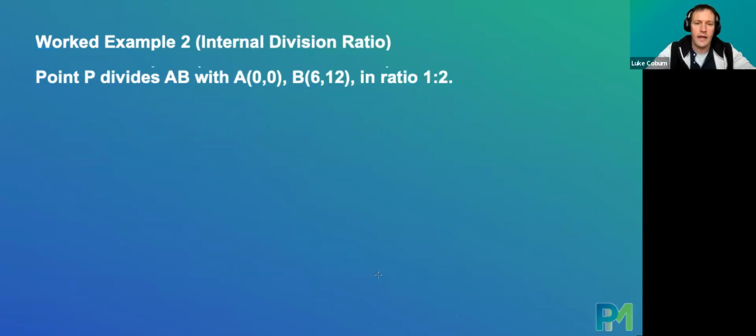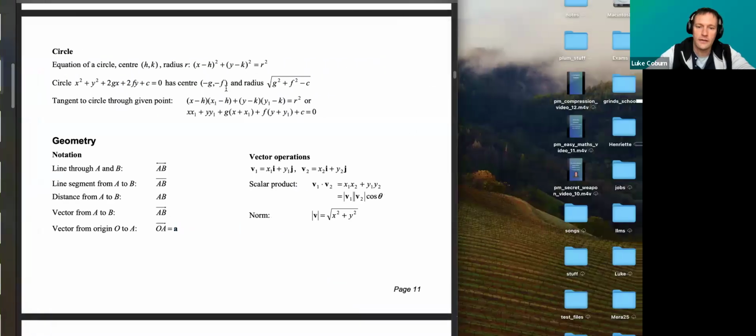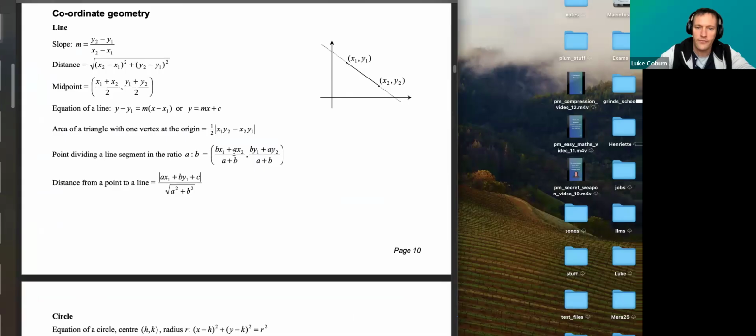Okay, so now we're going to say that we have this line segment AB. We want to divide this in the ratio of 1:2. Okay, what formula do we need? We need this formula here.